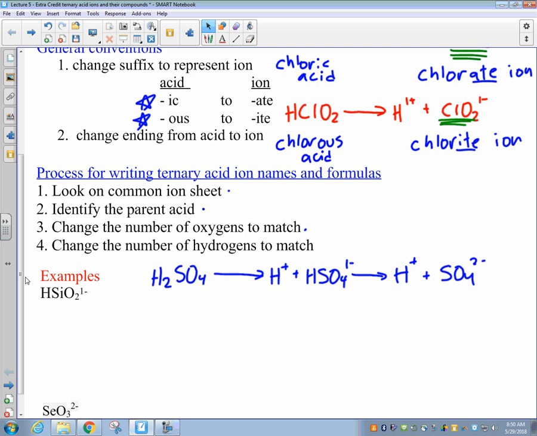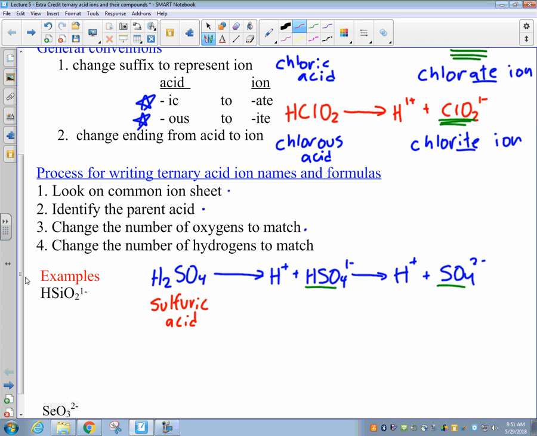At this point, we recognize that the dissociation of the acid H2SO4 forms two different ternary acid ions as a result, and we need to be able to name both of those according to our conventions. Following the process, we first identify the parent acid. The parent acid off of your sheet, H2SO4, is named sulfuric acid. That is in fact the parent acid, so we don't need to modify the name any from there. So sulfuric acid is what we're starting with.